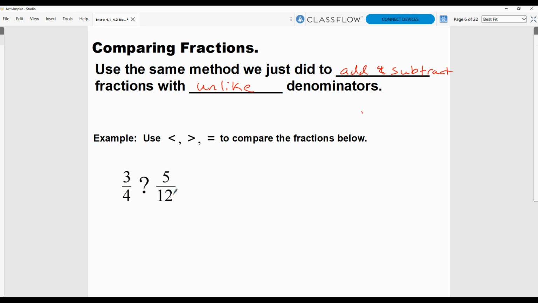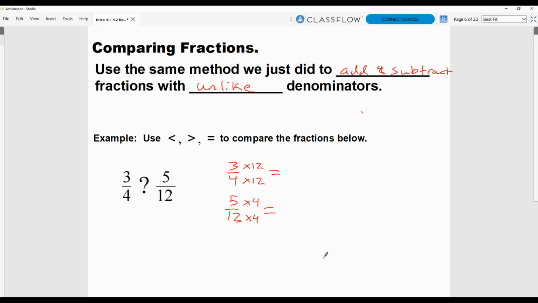Let's set these up just like we were doing with the adding and subtracting. Let's take 3/4 and 5/12. We'll line them up vertically. Now we're just going to multiply by each other's denominator. So this would get multiplied by 12, and this one down here is going to get multiplied by 4. Exact same steps that we were just doing.